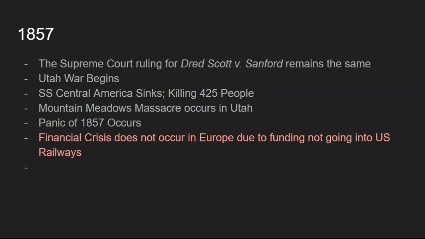Now, the SS Central America, a boat, I guess you can call it, a ship, sinks off of the coast of North Carolina. Why is it always my state? And it kills 425 people. The Mountain Meadows Massacre occurs in Utah. Of course, like, this whole thing in, like, massacres and all that good stuff.